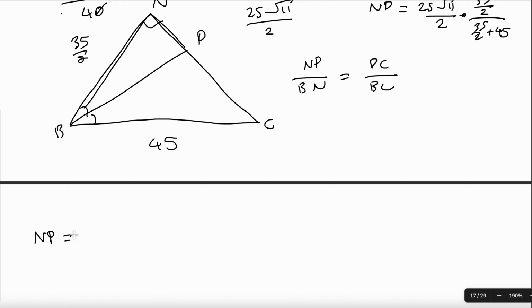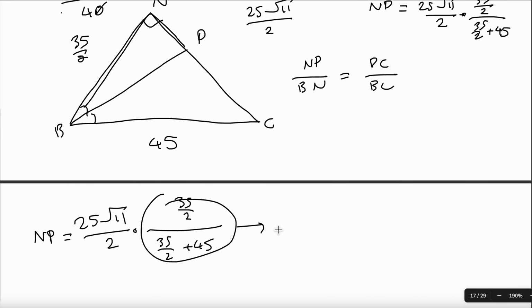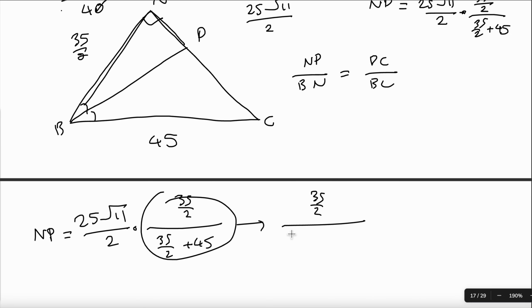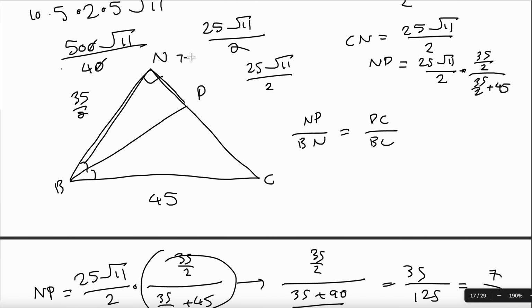So NP equals 25 square root of 11 over 2 times 35 over 2 divided by 35 over 2 plus 45. And so this, I'm just going to deal with this thing. This is 35 over 2 divided by 35 plus 90 over 2. So it's 35 divided by 125. And so taking out the 5, we get 7 over 25. So NP equals 25 square root of 11 over 2 times 7 over 25. So these two cancel. We're left with 7 square root of 11 over 2.